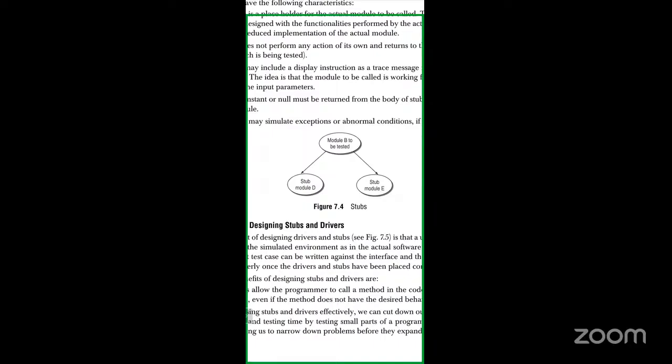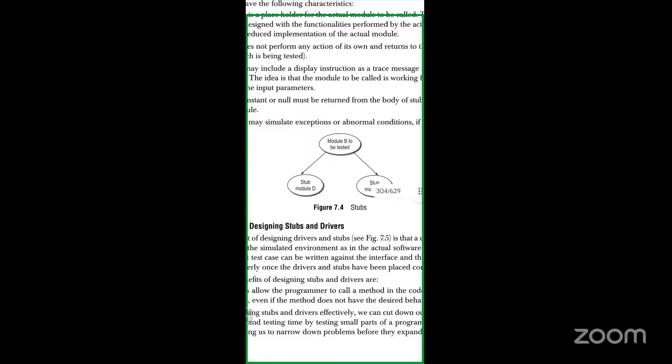Okay, so here in this case you are having stubs, as module D is having a stub, and module E is also having a stub, that is, sub module D is having, and sub module E we are having. These are all the stubs, that is dummies, we can say, right?